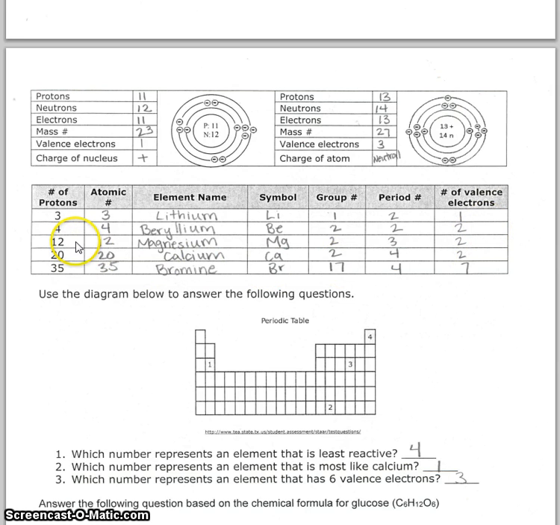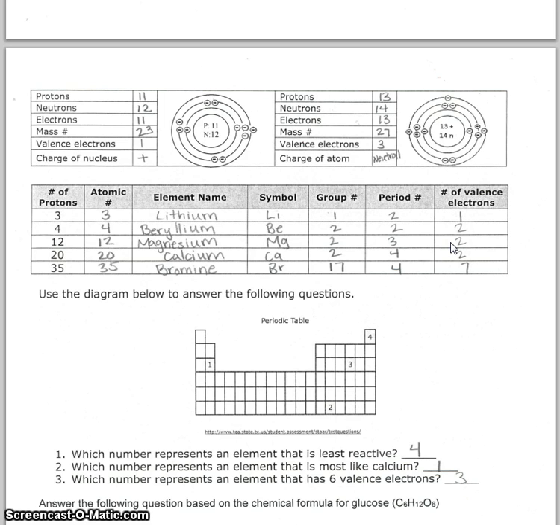If I have 12 protons, my atomic number is 12. Using my periodic table, I can identify this atom as magnesium. The symbol is capital M, lowercase g. In group 2, period 3. And because of group 2, there are 2 valence electrons.